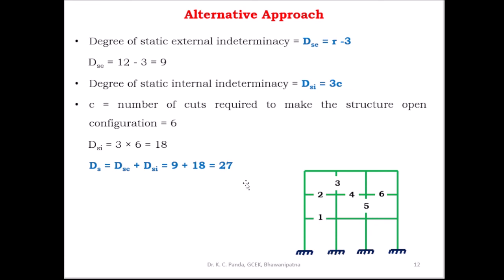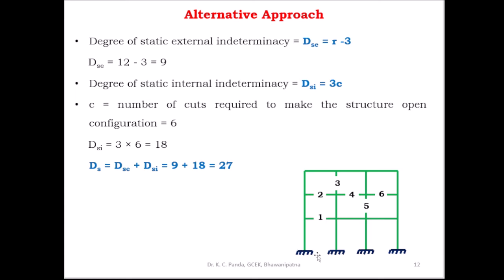Then find out the degree of static indeterminacy using the second approach. In this case, you have to find out the degree of static external indeterminacy and the degree of static internal indeterminacy. First we will find out the degree of static external indeterminacy. It can be determined using this equation, dse is equal to r minus 3, where r is the total number of reaction components.